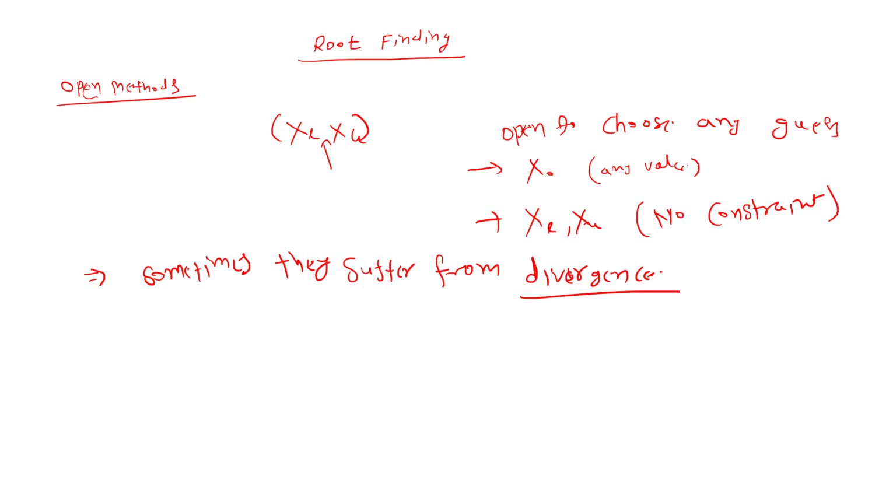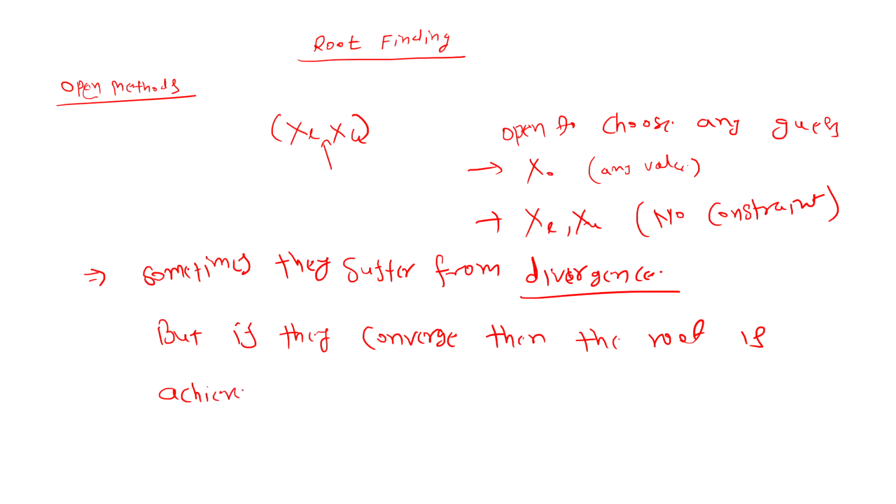That might happen sometimes, but if they converge, then the root is achieved faster than with the bracketing methods. Suppose the method has started to converge, that means we are approaching the true root, then the number of iterations required to achieve the true root will be less than for any of the bracketing methods, whether we talk about the linear interpolation method or the bisection method.